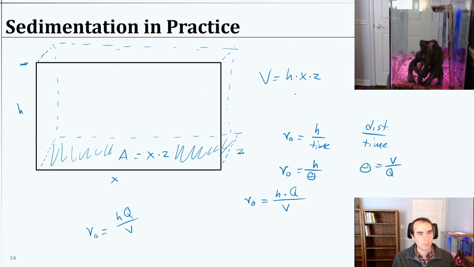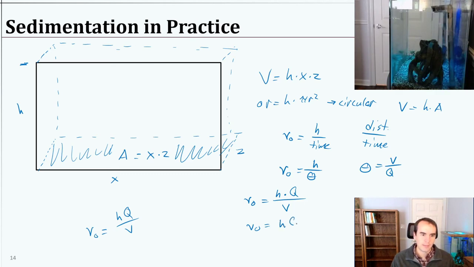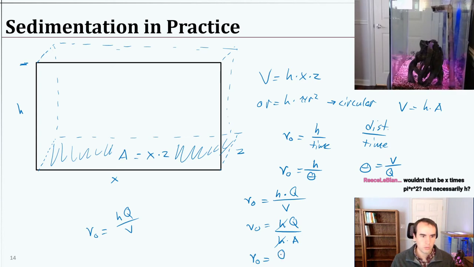So the volume here, and by the way, we could do this the same way if we said the volume is equal to H times pi R squared. The area. Whatever area term we're using here, this is for a circular reactor. Either way, the volume is equal to height times the area, right? And so that means if we rewrite the volume as height times area, we have height times Q divided by height times area. So these heights cancel, and we're left with a final equation here, V naught equals Q over A.